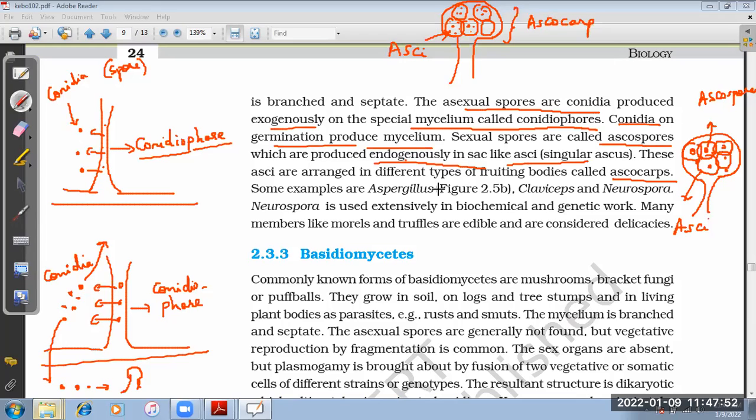Examples: Aspergillus, Penicillium, Claviceps, Neurospora. Neurospora, this particular fungus is so important because major genetic and biochemical work is done on Neurospora. Many more examples are morels and truffles. These are edible. You can eat these. They also come under Ascomycetes.